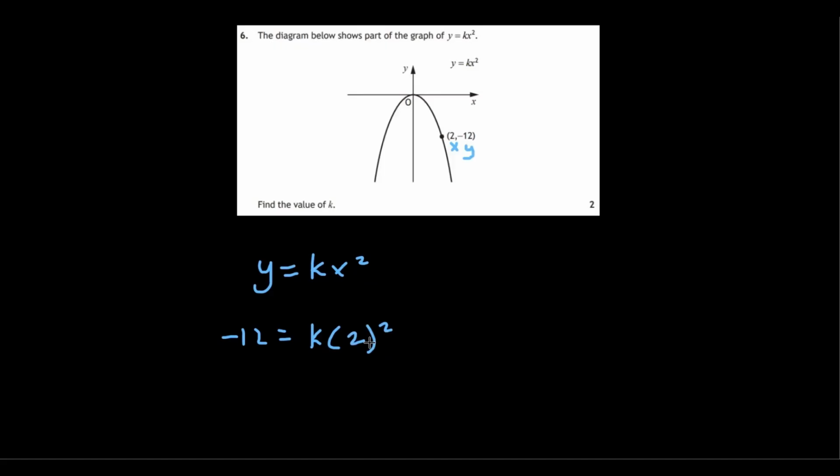So that would become 4k equals minus 12, and that gives k equals minus 3. So that would be the value of k.